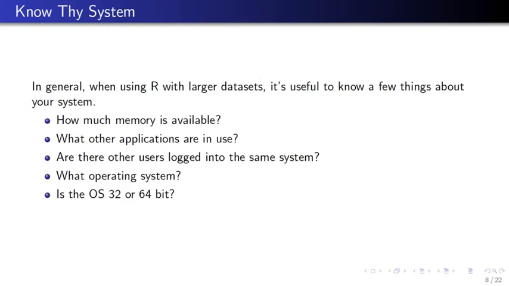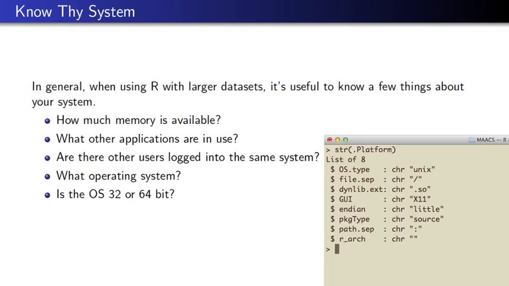In general, when you're using R with large data sets, and there are lots of large data sets out there nowadays, it's useful to have a few bits of information on hand. For example, how much memory does your computer have? How much physical RAM is there? These days, most computers will have on the order of a few gigabytes up to many gigabytes of physical RAM. What other applications are in use? Are there other applications running on your computer that may be eating up some processor time or memory? If you're on a multi-user system, are there other users logged in, using up some of the resources on the computer?